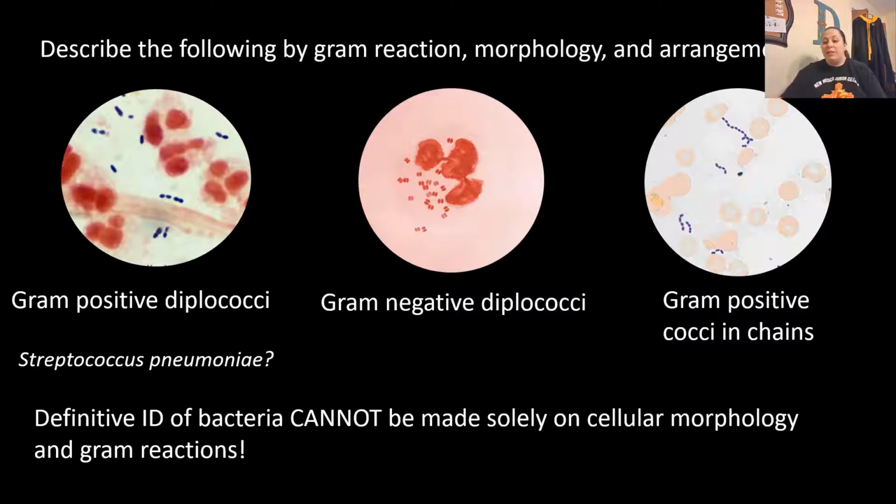The gram-negative diplococci, is it Neisseria gonorrhoeae? Don't know. We have to do some further tests. And of course, then the last one, it could actually be Enterococcus, not Streptococcus, when we're talking about it as a species. All right, so it's important for us to do more tests in order to figure out what potential bacteria we're looking at.